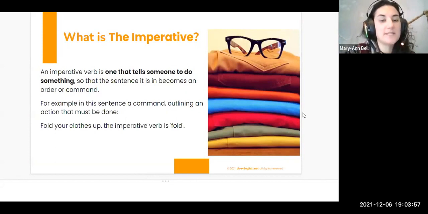Okay, so for example, in the sentence, a command outlining an action that must be done. So fold your clothes up. The imperative is fold. Okay, so it's an instruction.